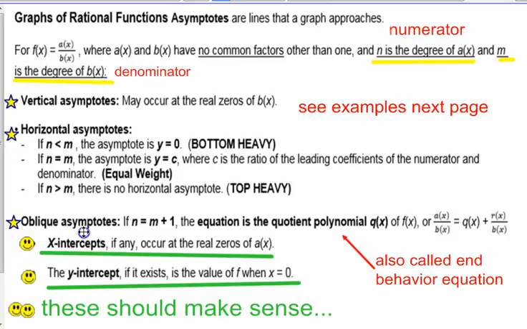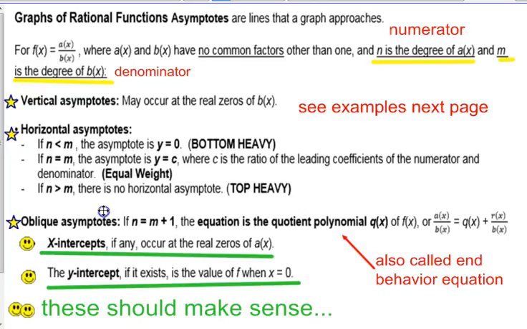All right, this is really the green sheet. Okay, what's on the green sheet? But this is off the notes in front of you. There's a lot of information in this slide. It says, when you have no common factors, after you've reduced this if you can, then the degree of the numerator and the degree of the denominator will determine your end behavior, or the bottom heavy, top heavy, equal weight.